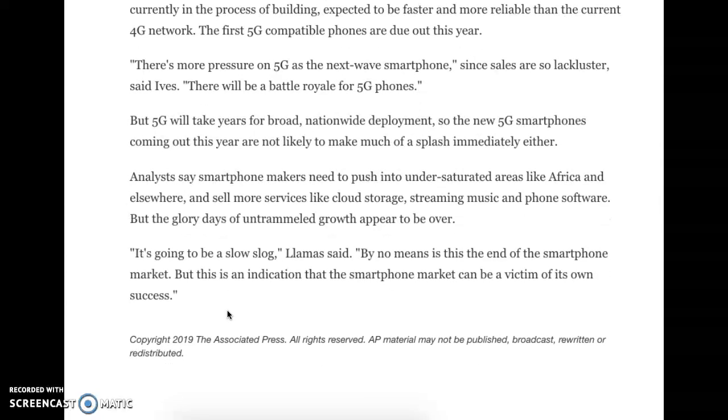Analysts say smartphone makers need to push into undersaturated areas like Africa and elsewhere and sell more services like cloud storage, streaming music, and phone software. But the glory days of untrammeled growth appear to be over. "It's going to be a slow slog," Lamas said. "By no means is this the end of the smartphone market, but this is an indication that the smartphone market can be a victim of its own success."